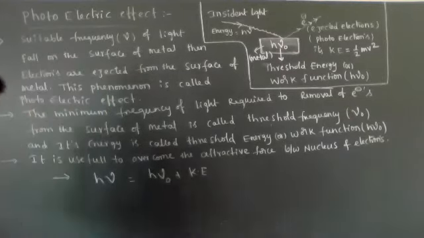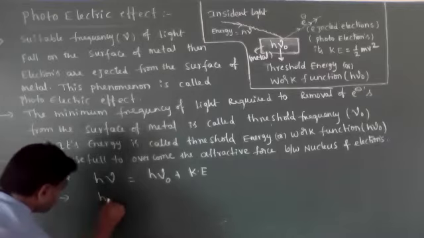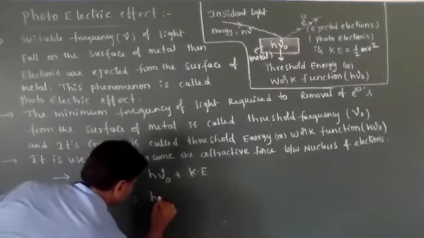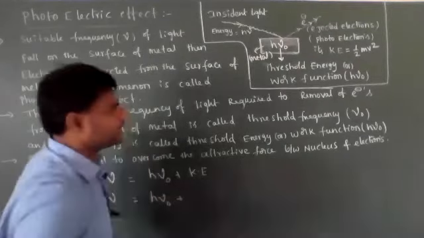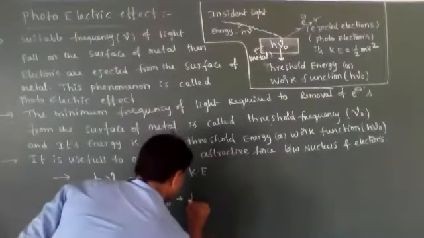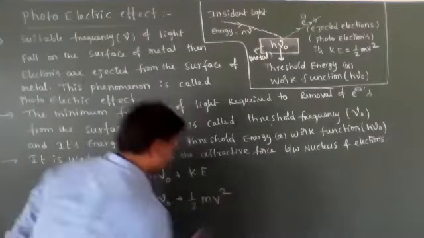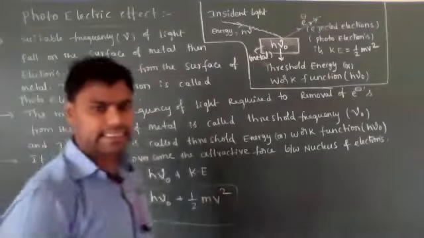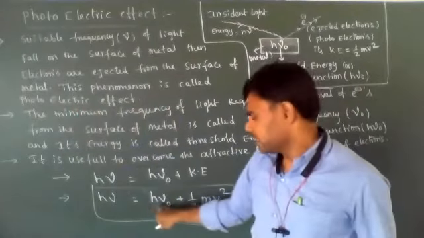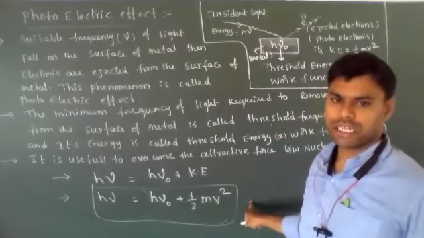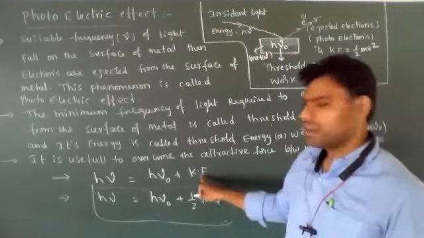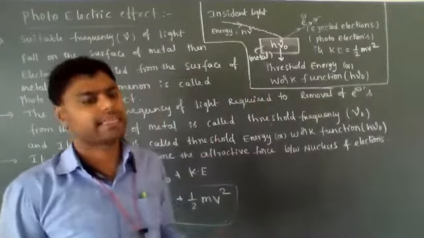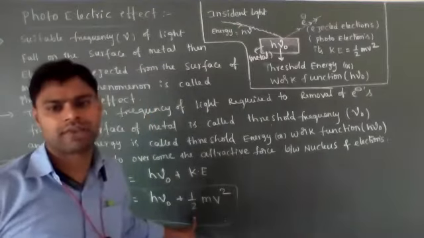Okay, students. Now h nu is equal to h nu naught plus kinetic energy. What is the kinetic energy formula? Half mv square. So this is the formula. The incident light energy is equal to h nu naught plus half mv square. The excess energy is utilized for the removal of electrons, so the electrons have kinetic energy. The kinetic energy formula is half mv square.